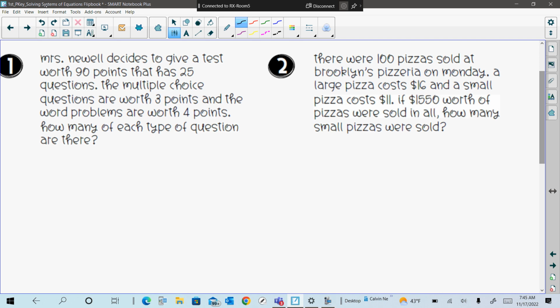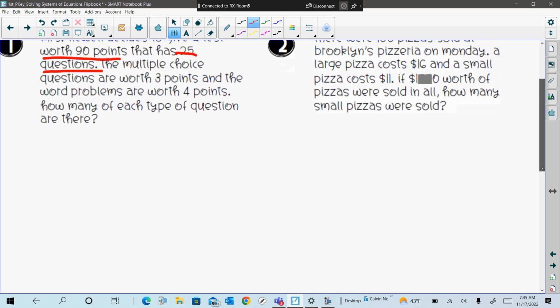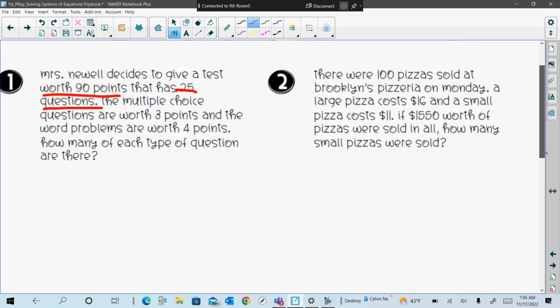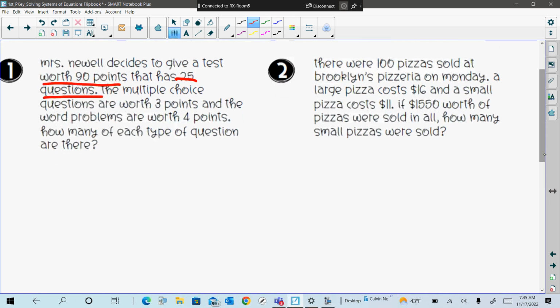All right, let's do this first one and then we'll talk about the mix and review. Guys, break it down a sentence at a time. In the first sentence, the key information is that they give a test that's worth 90 points and it has 25 questions. So I'm underlining the 90 points and the 25 questions. The second sentence is we have multiple choice questions worth 3 points and word problems worth 4 points. How many of each type of question are there?